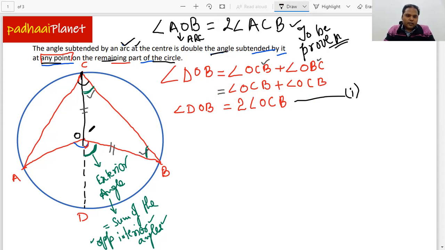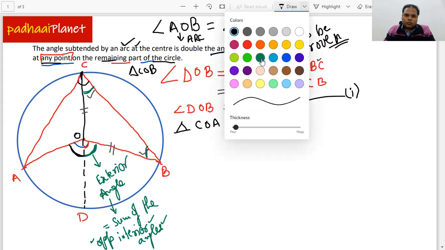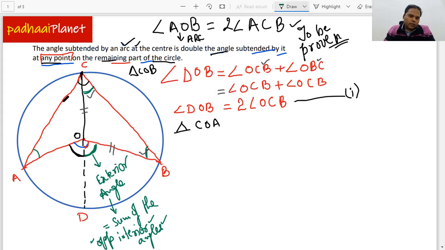So this we considered in the triangle DOB, sorry, in triangle COB. And now let us consider the other triangle, right? So this we can write as COA, in triangle COA. And here we will consider this particular exterior angle. These are the two angles, this one and this one. These are the two interior angles whose sum would be equal to this particular exterior angle.